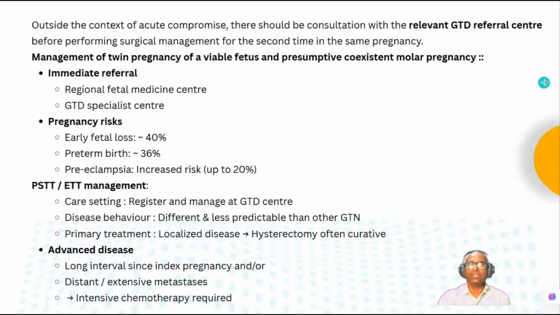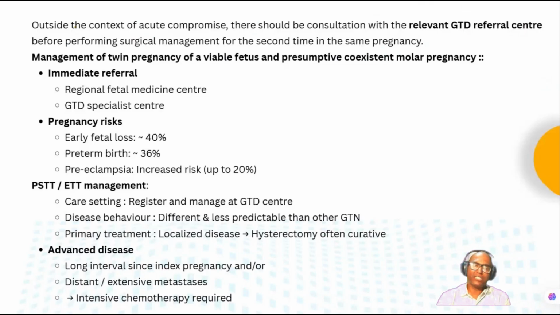Okay. Now the guideline talks about twin pregnancy of a viable fetus and presumptive coexistent molar pregnancy. These patients will require immediate referral. I have already mentioned two referrals will be required: regional fetal medicine referral and GTD specialist center. Okay. In such cases, there is a high chance of fetal loss to the extent of 40%, a 36% chance of preterm birth, and preeclampsia risk gets double, that is 20%. Okay. So preeclampsia risk is 20%, fetal loss 40%, and preterm risk is 1 in 3, that is 35-36%.